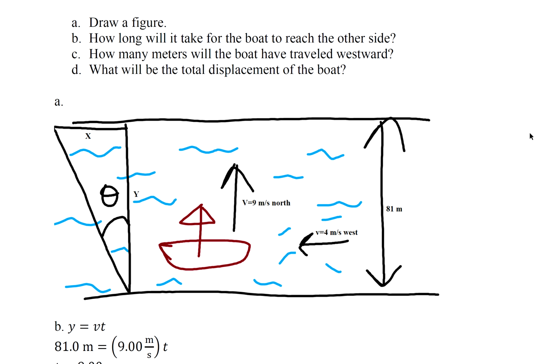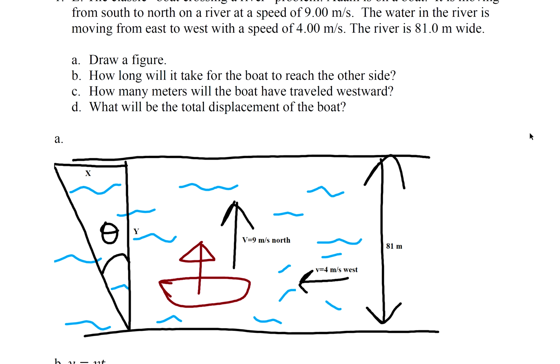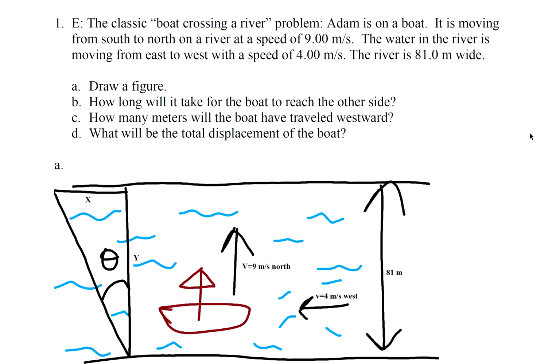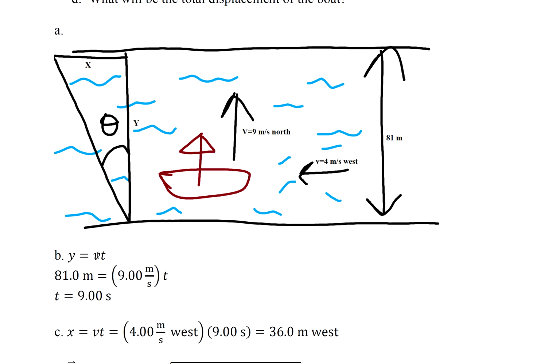Okay. Part B, how long will it take for the boat to reach the other side? So if Adam is going 9 meters per second north, that's the speed, and the length of the river is 81 meters, we could use this equation, y equals vt, where y is the vertical distance, v is the speed, and t is the time. So we get 9 seconds. It takes 9 seconds to go from the bottom to the top.